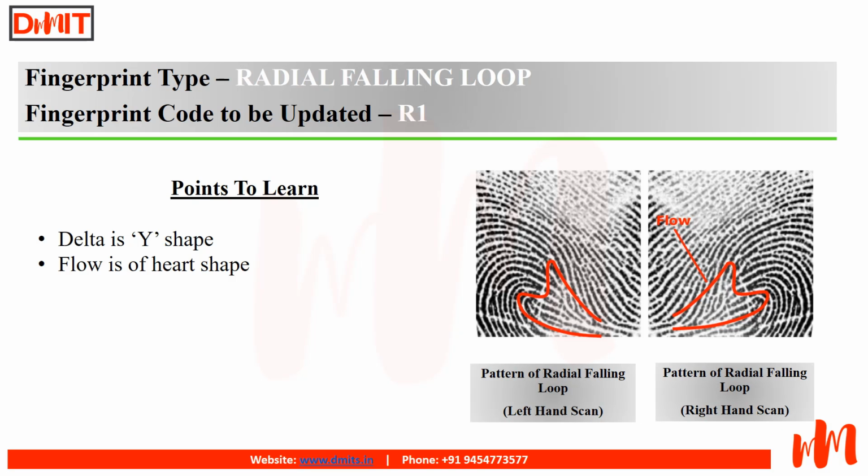Now we have radial falling loop. Again, it is similar to the radial loop, the only difference being that the flow will be heart shaped. In case of a left hand scan, the flow will be towards the right side and heart shaped. In case of a right hand scan, the flow will be towards the left side and heart shaped. Again the delta will be Y-shaped in this type of fingerprint as well. Also the fingerprint code to be updated here is R1.